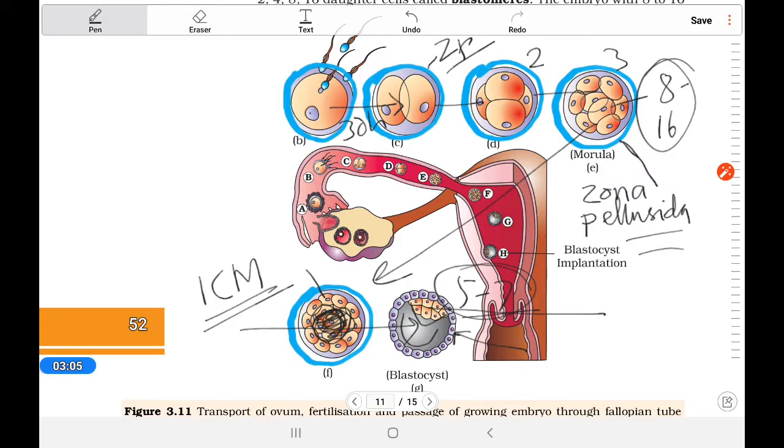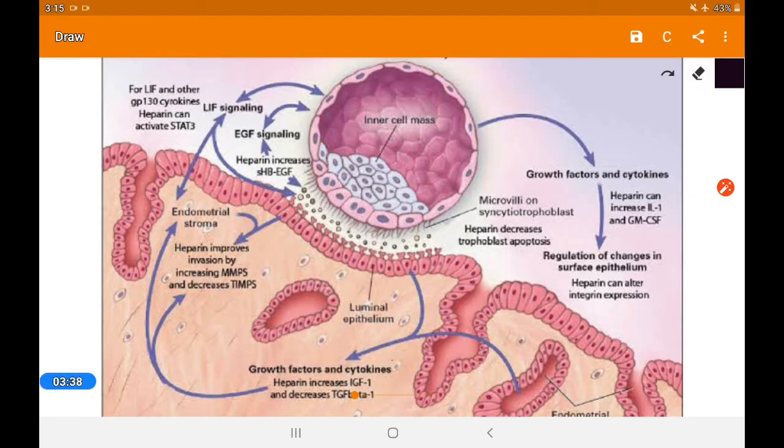Zona pellucida prevents the implantation. If it is anyhow there, then implantation will not happen. Now this blastocyst is ready to implant in the uterine wall. Implantation takes place in 5 to 7 days, and the trophoectoderm plays a very important role. Now here is one blastocyst ready to implant. You can see the trophoblast outside the inner cell mass.